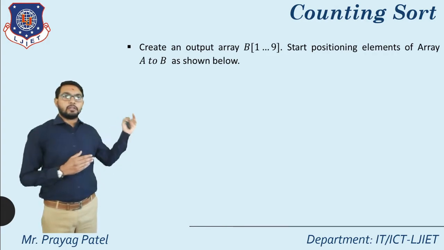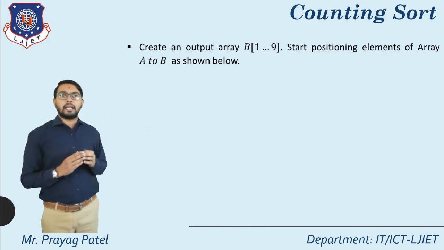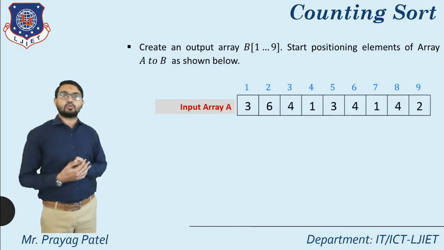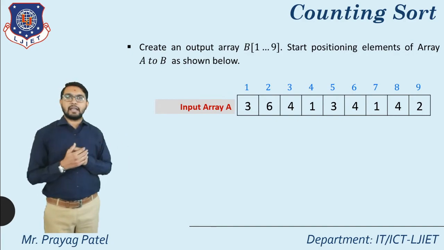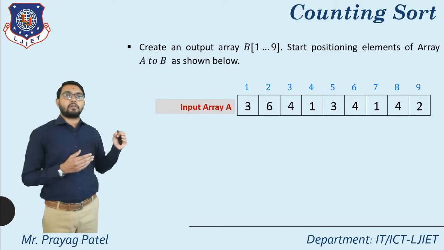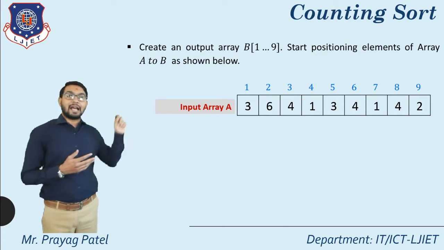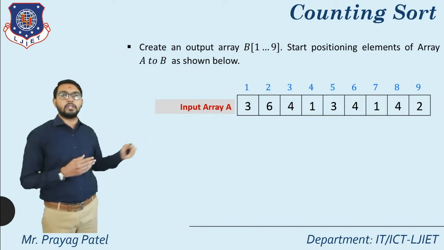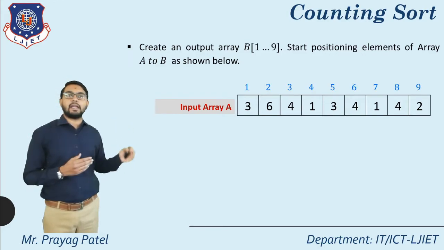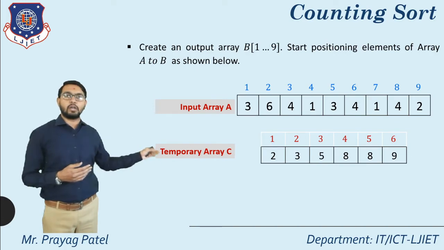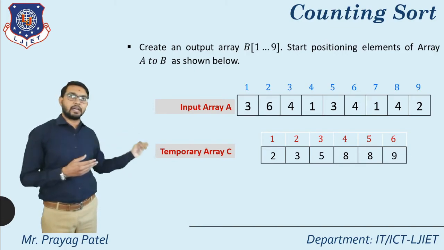We put the elements from array A into array B in the given sequence. So here consider the input array as array A, with the elements 3, 6, 4, 1, 3, 4, 1, 4, 2. Now from the last position to the first position, perform the operation and put the values from array A into array B using array C. So we have a temporary array C, the updated array C.